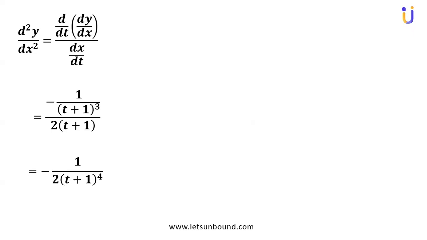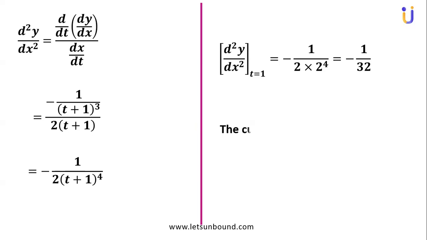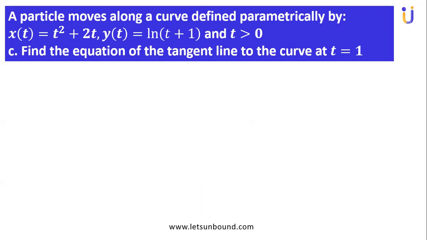Now, we need the concavity at t equal to 1, right? So d squared y by dx squared at t equal to 1. We just want to evaluate it. And we got a negative. Negative means it's concave down at t equal to 1. That's simple. Now, not the last one, the third part.